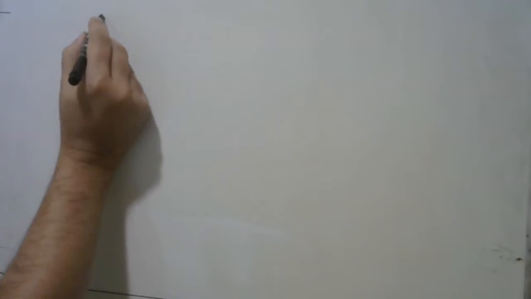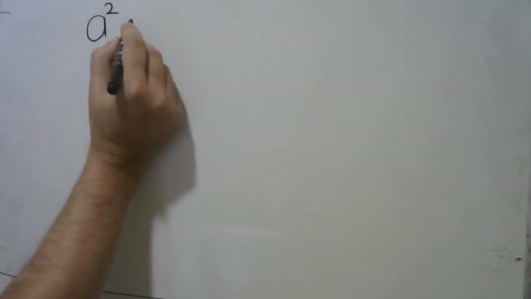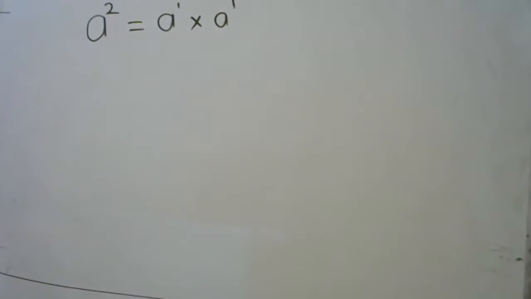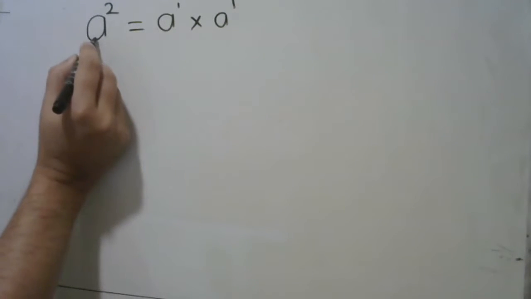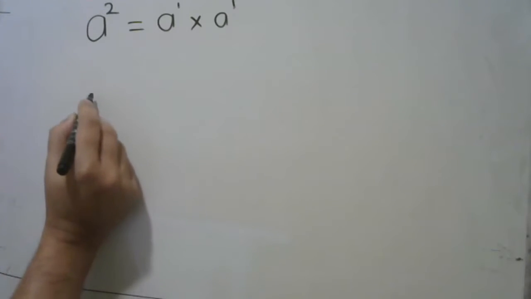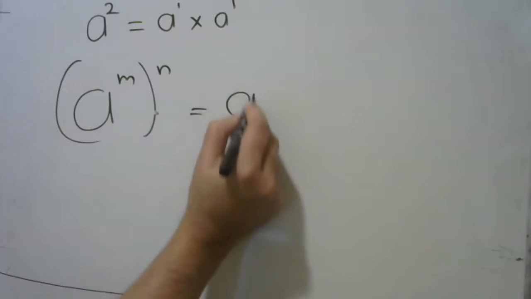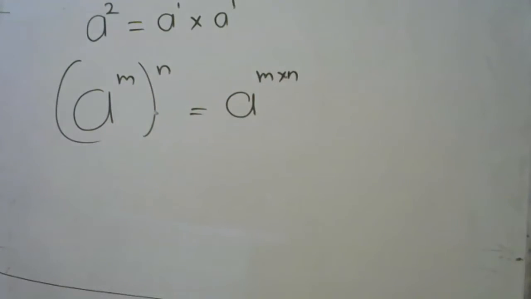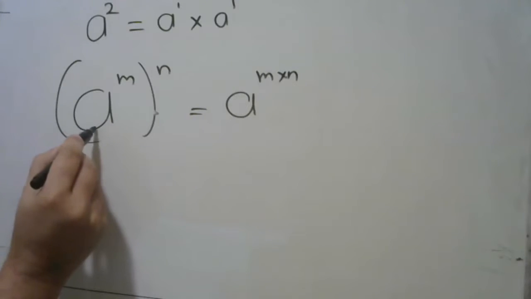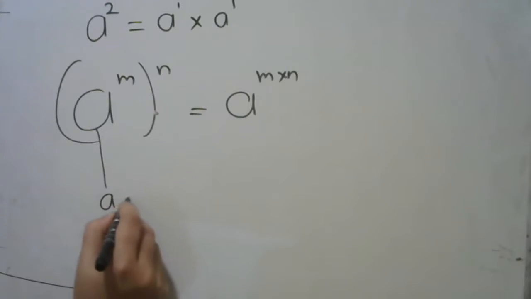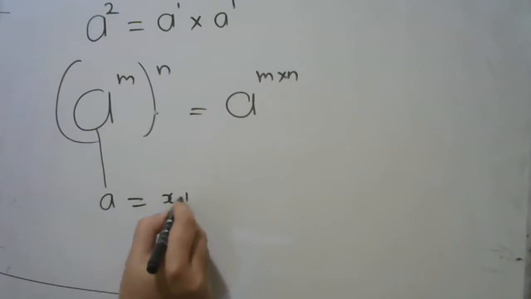Okay, so today I'm going to be looking at extending on the laws of indices. Now, we have done stuff like a squared is equal to a to the 1 times a to the 1. Now, what is this a? All the examples we've used are like a to the m to the n is a to the m times n. But what this a here is equal to, let us say a is equal to x plus y.